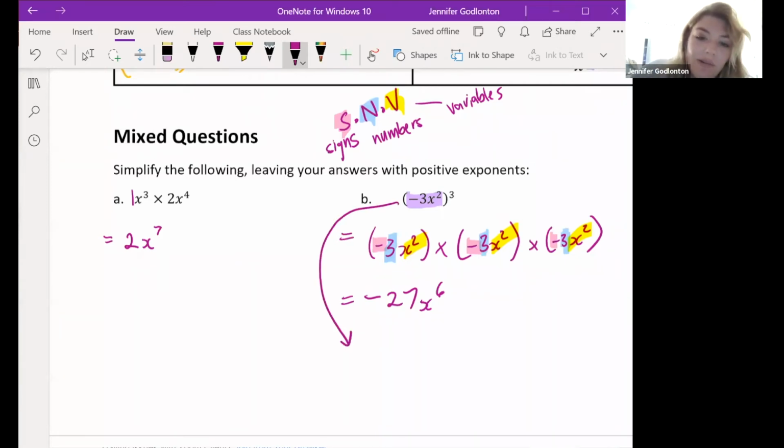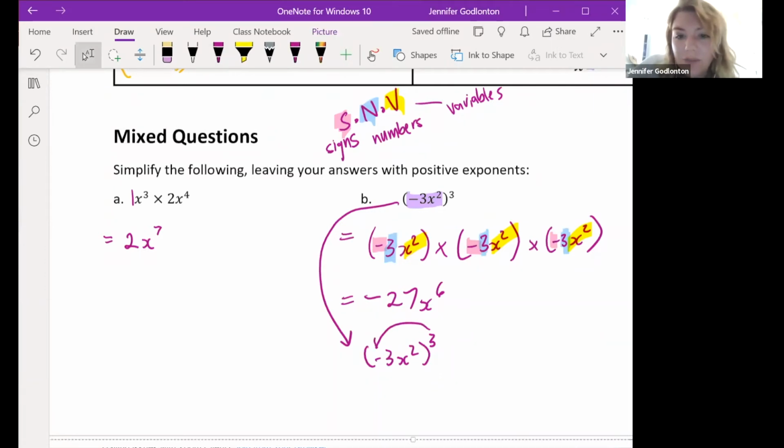If, however, you're wanting to do it without writing it out that way, what you need to remember is that this cube is like going through to each thing. So it's like saying, what is my negative cubed? And a negative cubed, so that's a negative times itself 3 times, is going to be a negative. What is 3 cubed? 3 cubed is going to be 27. And then that's going to be x to the power of 6. So you're kind of doing it step by step.